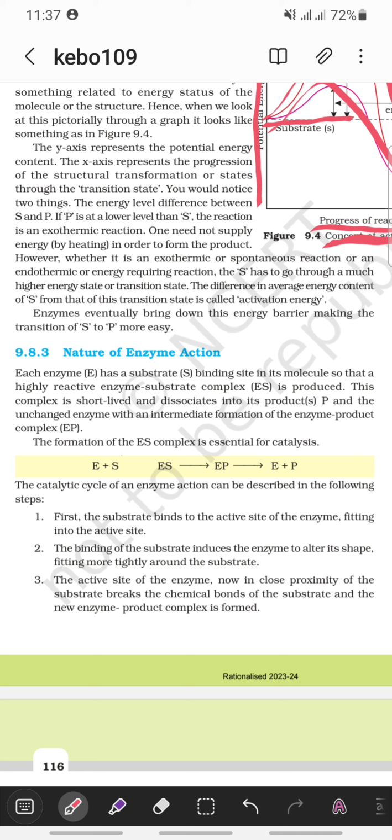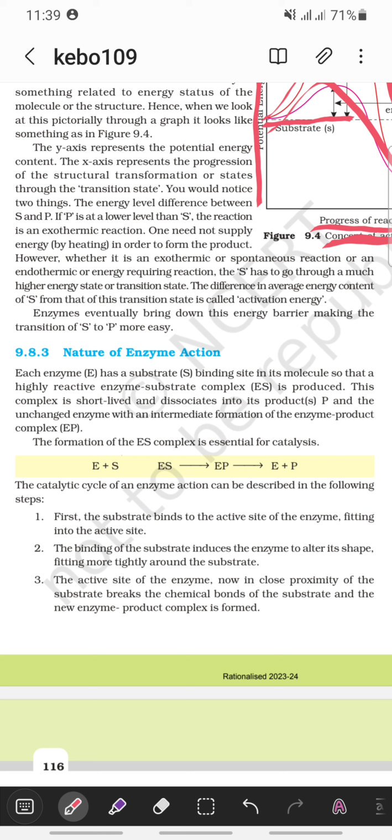The difference in average energy content of S from that of this transition state is called activation energy. Enzymes eventually bring down this energy barrier, making the transition of S to P easier.